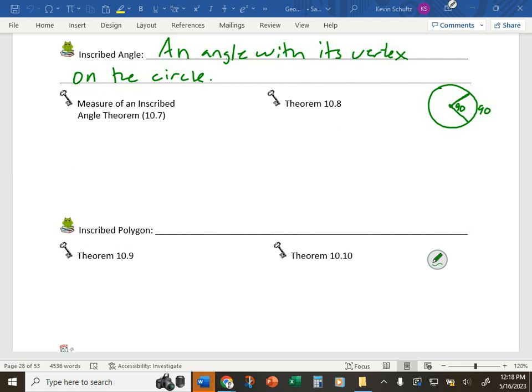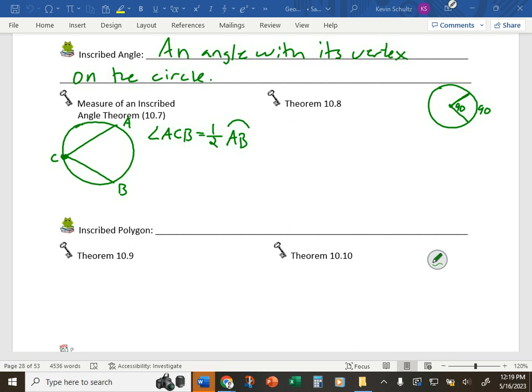But an inscribed angle, it says its vertex is on the circle. It's going to look like this. An inscribed angle has its vertex on the circle. In the relationship, we'll call this A, B, and we'll call this point C. The relationship is angle ACB is half the measure of arc AB. Okay? Angle ACB is half the measure of arc AB.